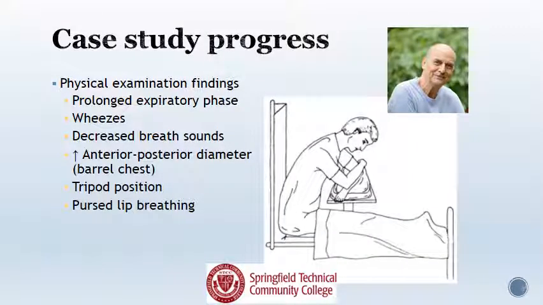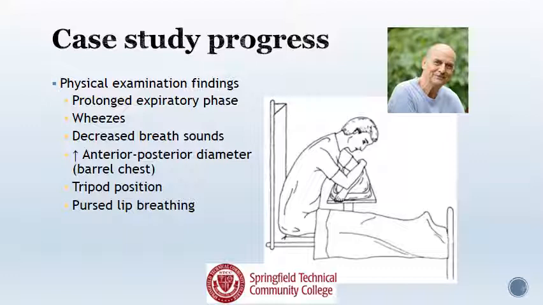Okay, so you examine your patient. He has a prolonged expiratory phase, so he breathes in and it takes him a while to breathe out. You hear wheezes, you hear decreased breath sounds. He has an increase in his anterior to posterior diameter, also known as a barrel chest. This is a common physical finding in patients who have lung disease. If you look up Steven Tyler, he has some pretty bad COPD, and he's got a barrel chest. That's a really good example.